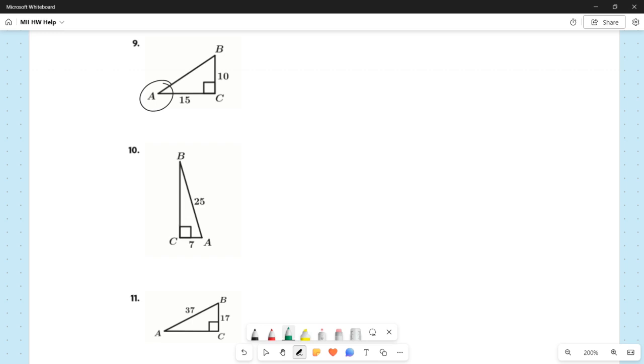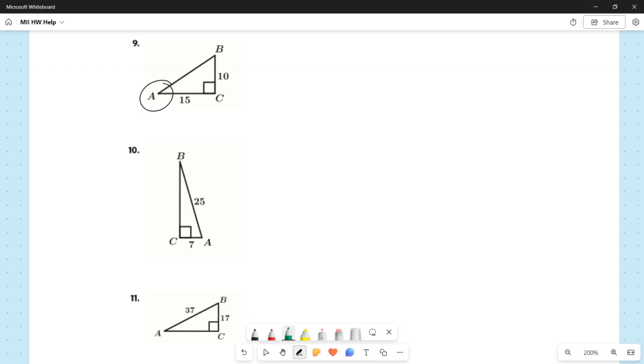Now, we do know that with a right triangle, when you are given two sides and you want the third side, you can always use the Pythagorean theorem. And we could do that. You could set up a squared plus b squared equals c squared, therefore 15 squared plus 10 squared equals c squared, and solve for c. But that doesn't really get you any closer to solving the problem because we want the measure of angle A.